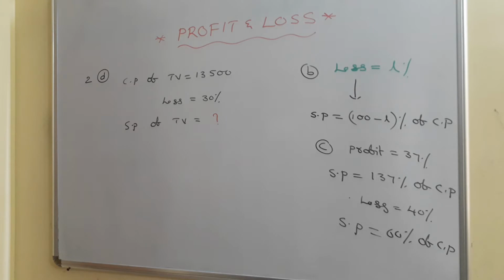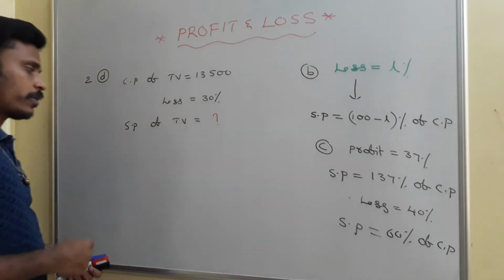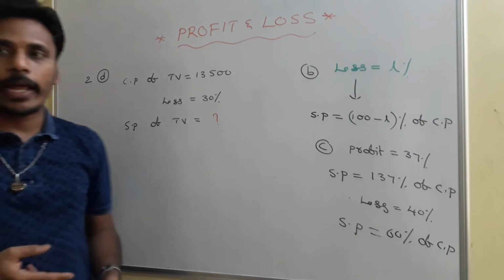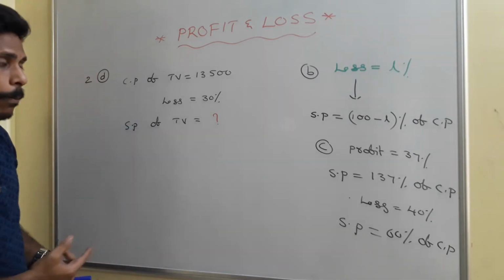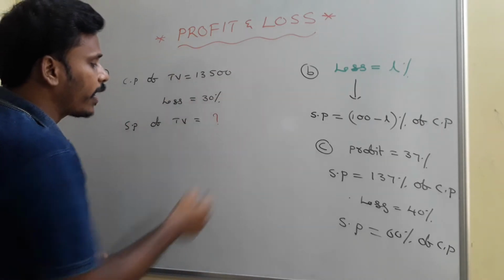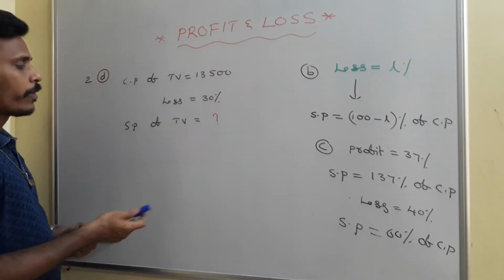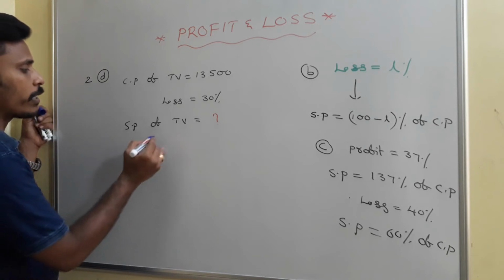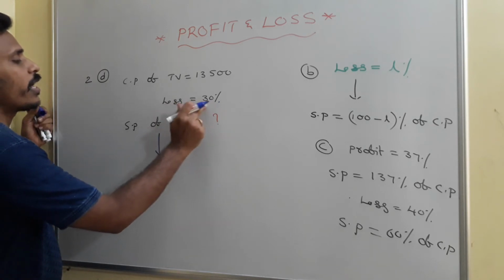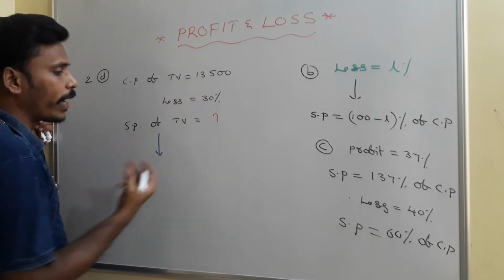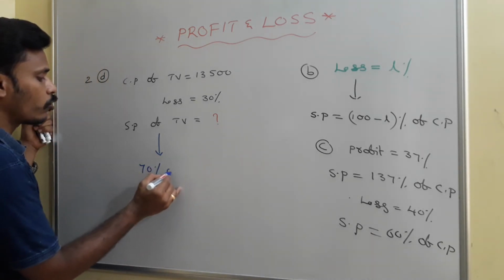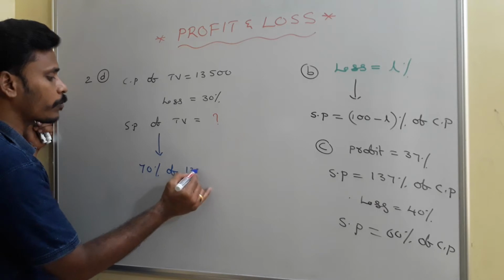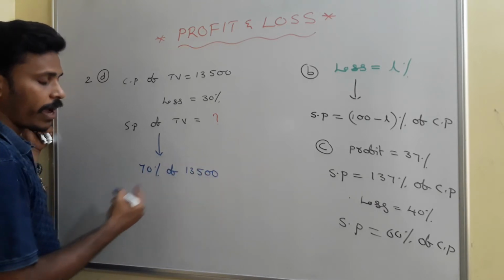Cost price of a TV is given as 13,500, and loss is given as 30%. Selling price of the TV we need to calculate. We have different ideas, different formulas to calculate the selling price. But this particular idea is very simple to solve it. Since there is a loss of 30, we need to write 100 minus 30. 100 minus 30 is 70. So directly 70% of the cost price, 13,500, is the answer.